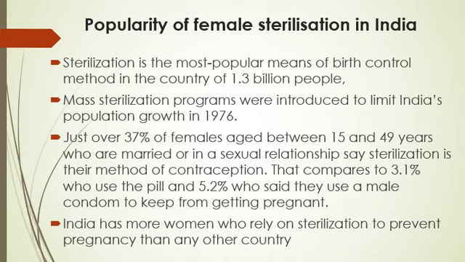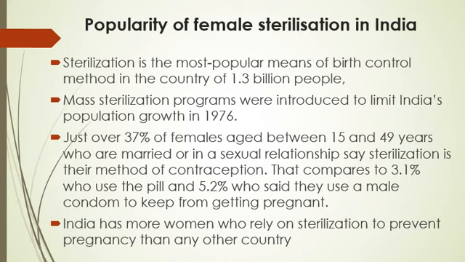So if you take the average use of various contraceptive methods, it is assumed that just over 37% of females aged between 15 and 49 years, that is the reproductive period, who are married or in a sexual relationship, say that sterilization is their method of contraception. So females also prefer sterilization as a contraceptive method. That compares to very low figures of 3.1% who use the pill and 5.2% who said they use a male condom to keep from getting pregnant. So after female sterilization, it is the condom which is popular, though the gap is very high.